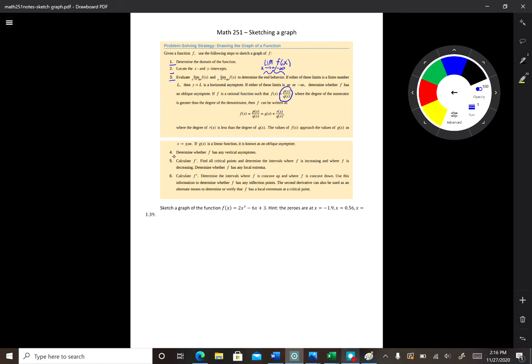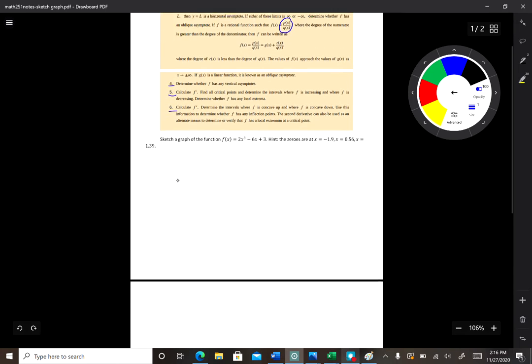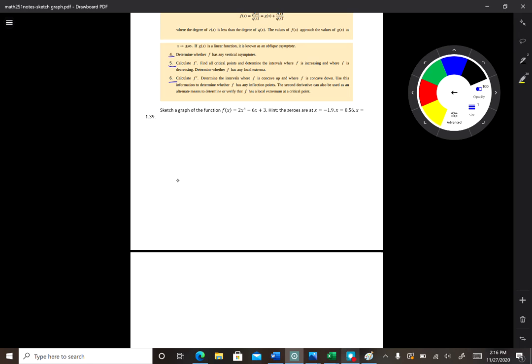Then we determine if f has any vertical asymptotes, and then using f prime and f double prime, we determine critical points, increasing, decreasing, local max, local min, and concavity, and inflection points. So we have a lot to find about these kinds of functions, but as long as we break it down into these steps, it should be no problem. So in this example, we want to sketch a graph of the function f of x equals 2x cubed minus 6x plus 3. And just for brevity's sake, I gave you the zeros in this problem.